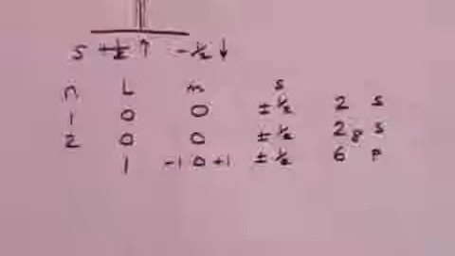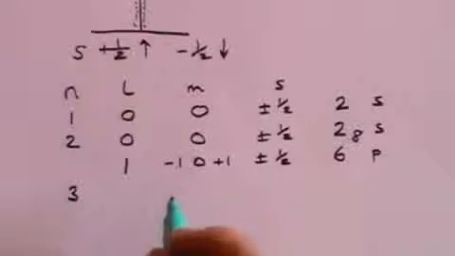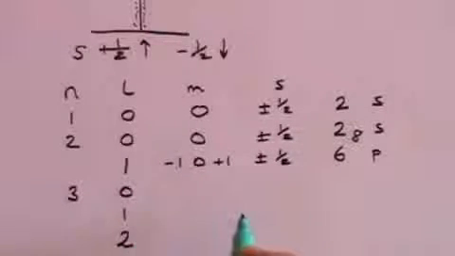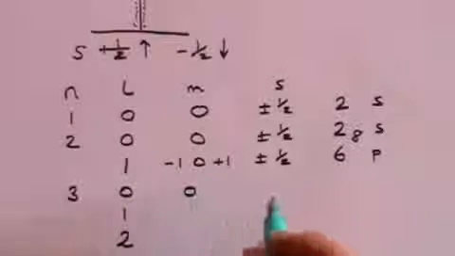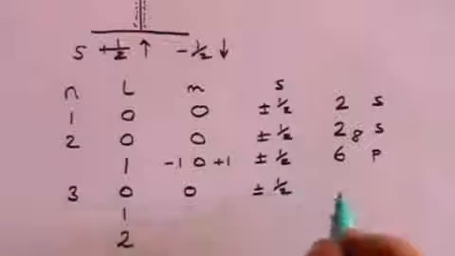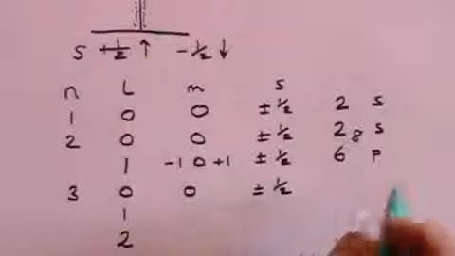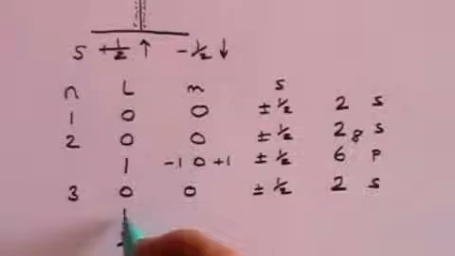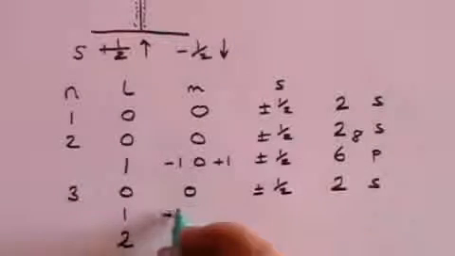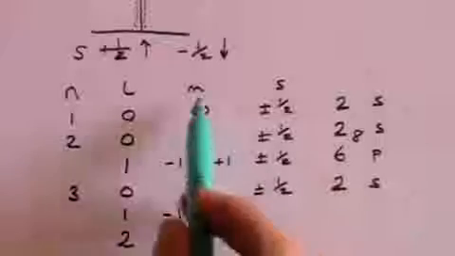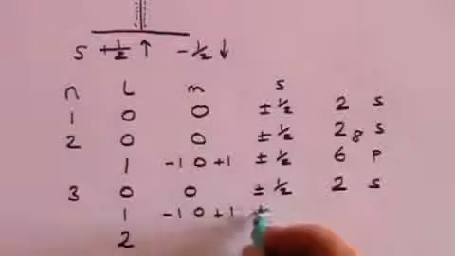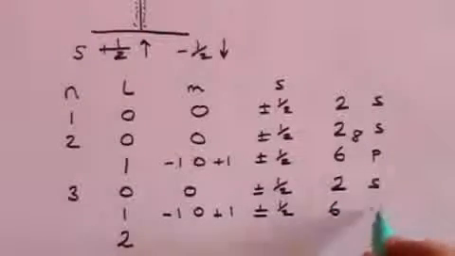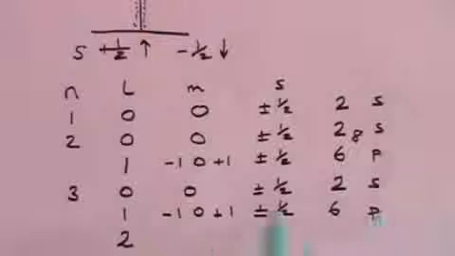Let's do just one more. We'll take the n equals 3 level. Now the L value can be 0, 1 or 2. When it's 0, M can only be 0. And again you can have 2 electrons up or down. And that means there's a maximum of 2 in that S shell. When L is 1, rather like here, you can have minus 1 and 0 and plus 1 for the M quantum number. Each of those can have an electron up or down. And so once again you've got 6. And again, just like here, you've got the P level.